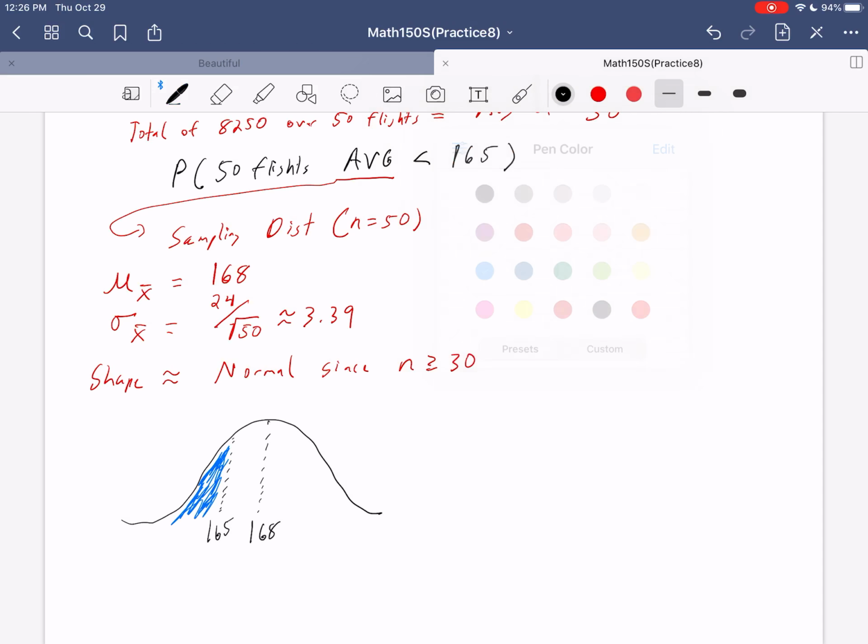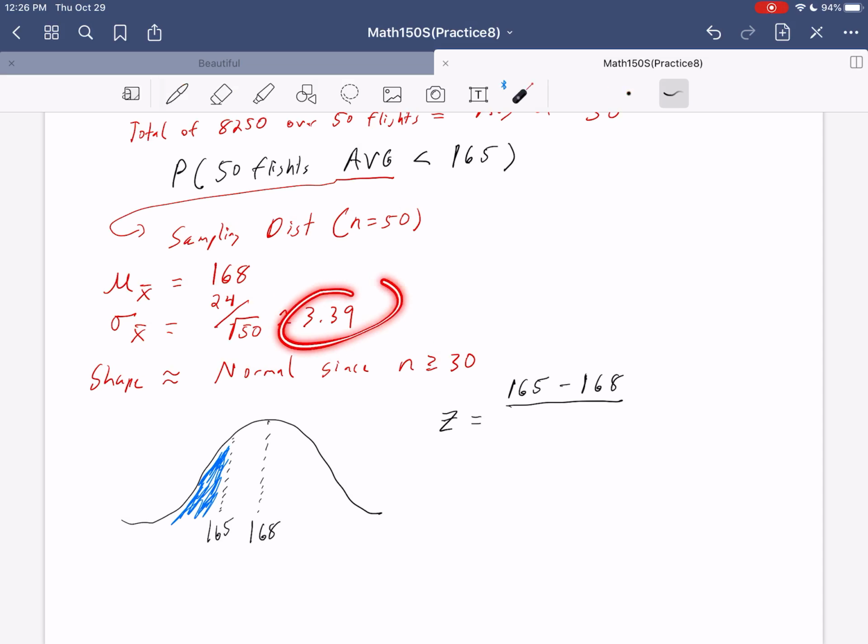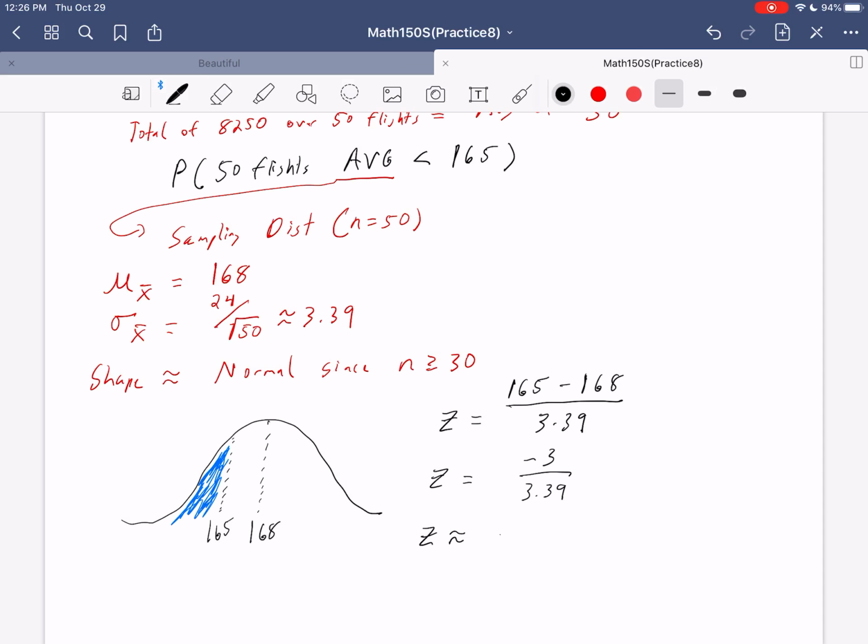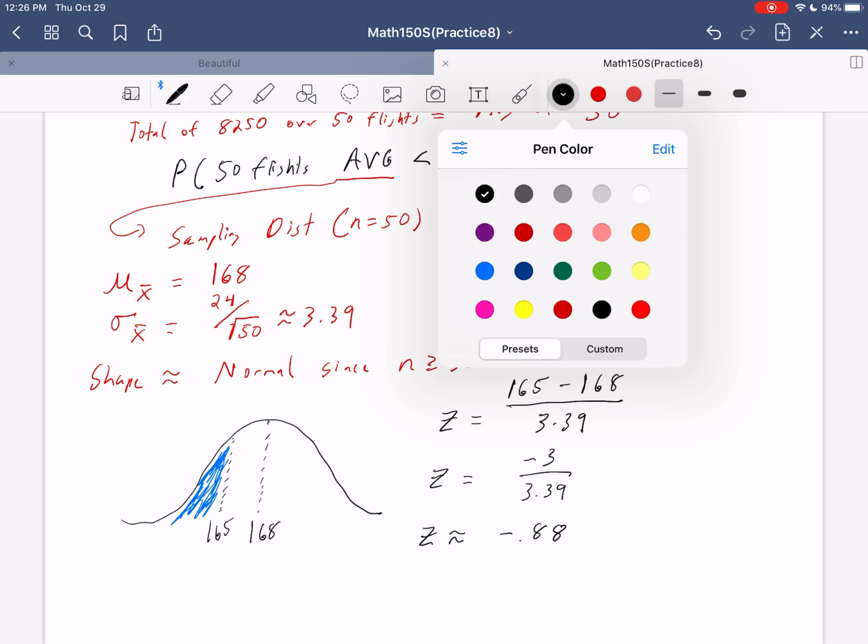Okay, we can go ahead and find our z-score. So z is going to be 165, point of interest, minus the mean, 168, divided by the standard deviation, which of course in this situation, because we're talking about a group of 50, is going to be that 3.39. If we go ahead and do the numerator, that's minus 3 over 3.39. And then if we go ahead and do that division, looks like we should get a z that is approximately negative 0.88.